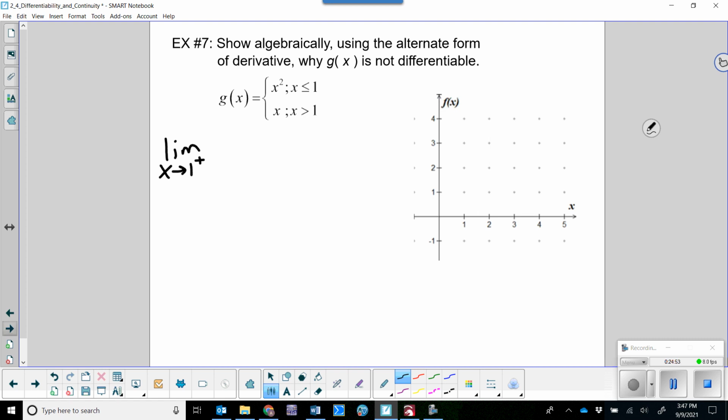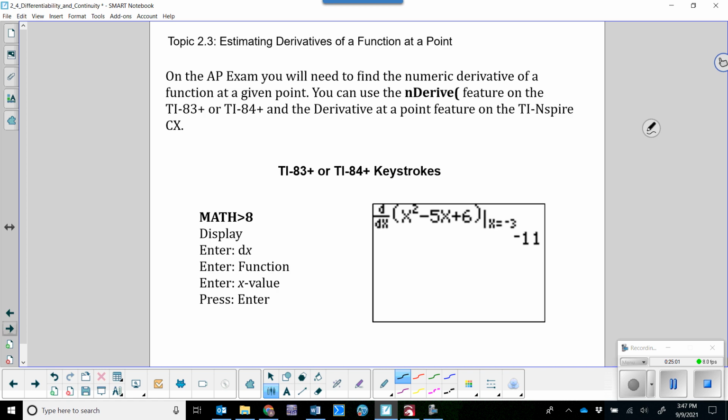Actually, I think I'm going to skip this problem. So let's just skip this one. So just skip example 7, and we're going to skip that.